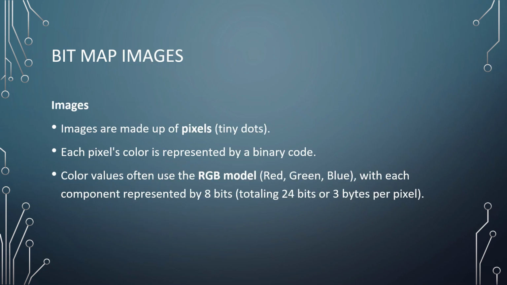In this slide, we'll be explaining about the bitmap images. Images are made up of pixels, which are tiny dots. Each pixel's color is represented by a binary code. The color values often use the RGB model, which is red, green, and blue, with each component represented by 8 bits, totaling 24 bits or 3 bytes per pixel.